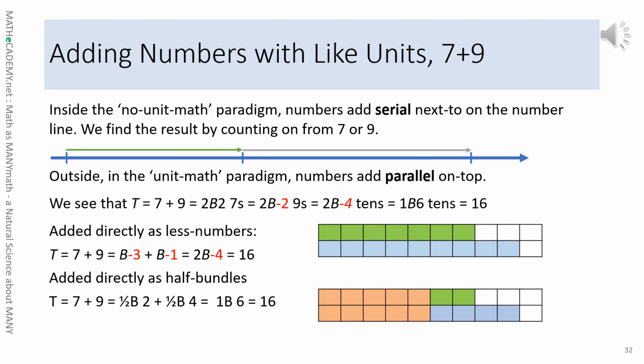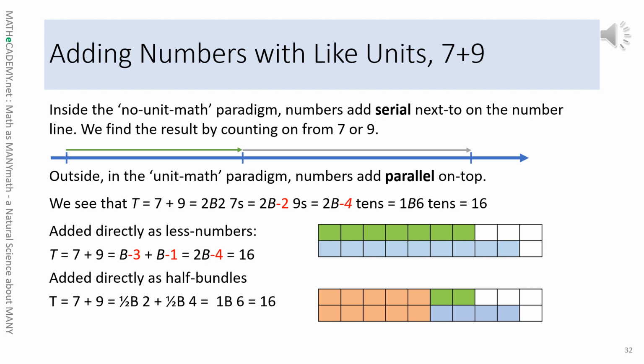Adding numbers with like units, 7 plus 9. Inside the no-unit math paradigm, numbers add serial, next to, on the number line. We find the result by counting on from 7 or 9. Outside, in the unit math paradigm, numbers add parallel, on top. We see that t equals 7 plus 9, equals 2 bundle 7, 7s, equals 2 bundle less 2, 9s, equals 2 bundles less 4, 10s, equals 1 bundle 6, 10s, equals 16.